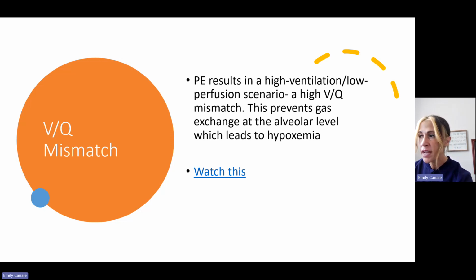And it's basically just a decreased blood flow to the functioning alveoli or areas of the lung where gas exchange can take place. So a pulmonary embolism is going to result in what's called a high ventilation, low perfusion scenario, which is a high VQ mismatch. This really prevents that gas exchange to happen. So that's going to lead to hypoxemia, which is that low blood oxygen level.